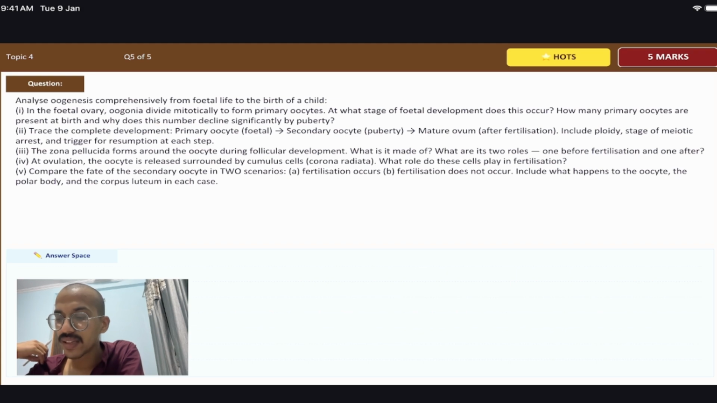Why does this number decline significantly by puberty? Because of atresia over a period of time. They degenerate. Trace the complete development: primary oocytes, secondary oocytes, mature ovum. Include the ploidy, the stage of meiotic arrest, and the triggers for the resumption of each step.